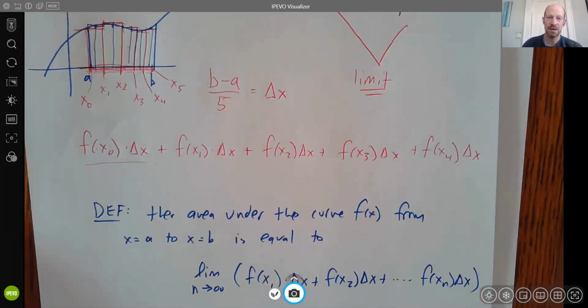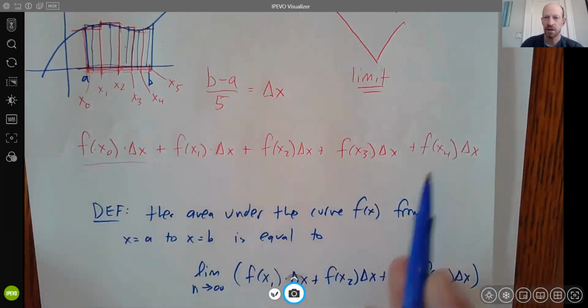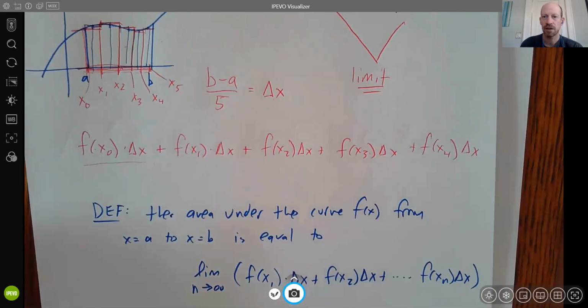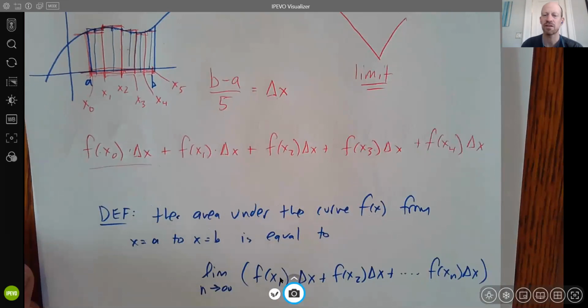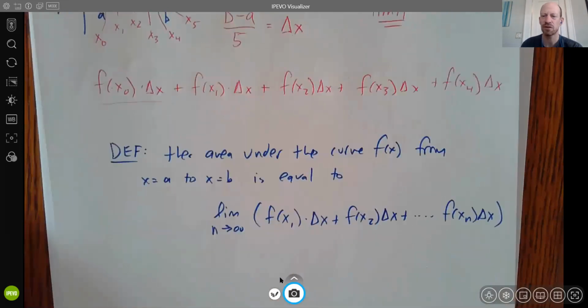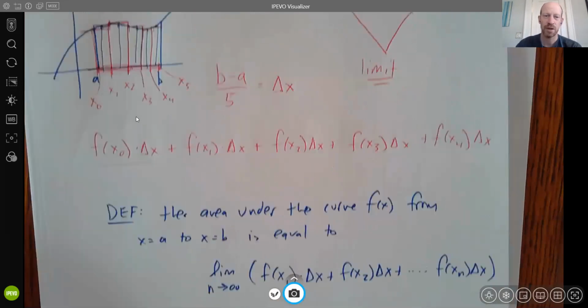Now you might be thinking, but wait a second, the last time we started with 0 and we went to 4, here you're saying let's start with 1 and go up to n. So n is representing the number of rectangles or partitions. Here I went from 0 to 4. It turns out in this definition it's going to be easier for us to use the right endpoints.